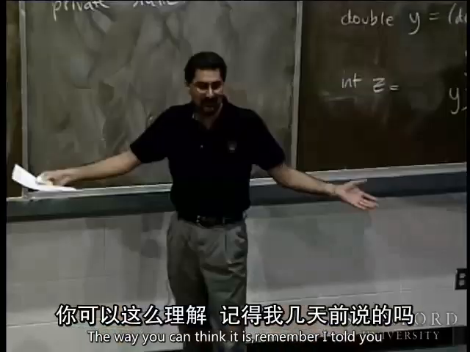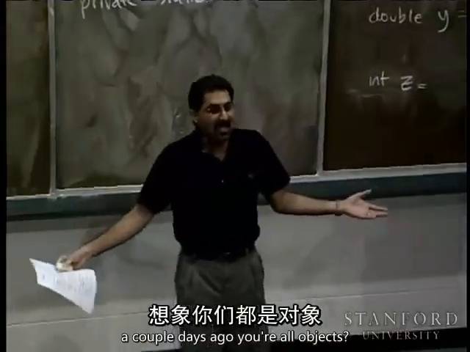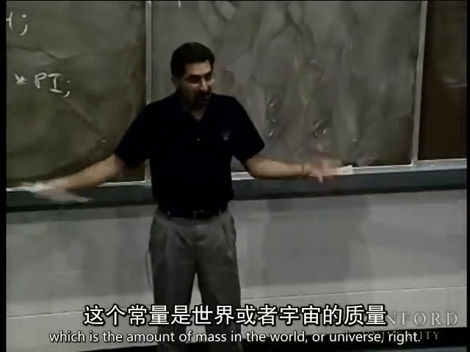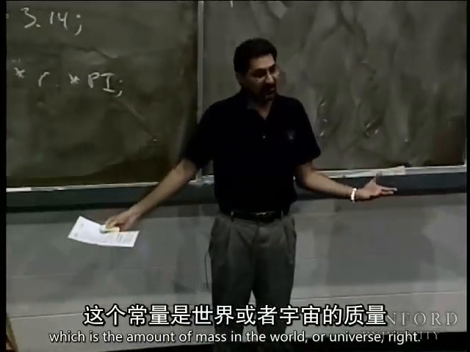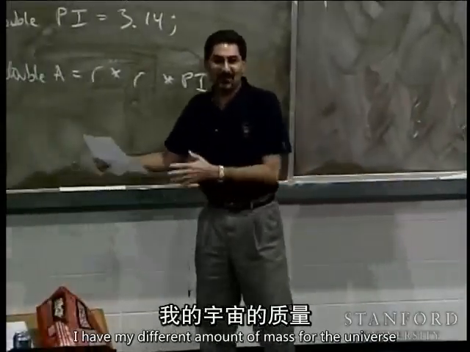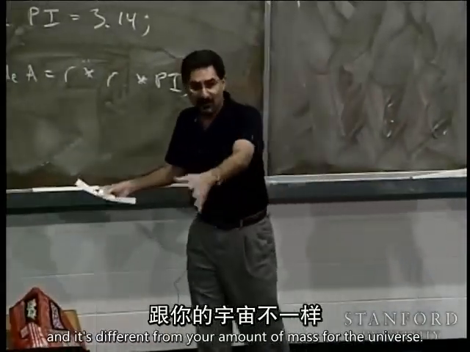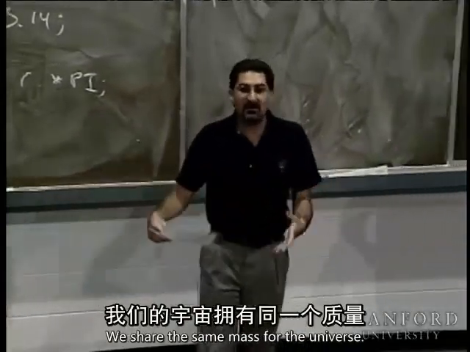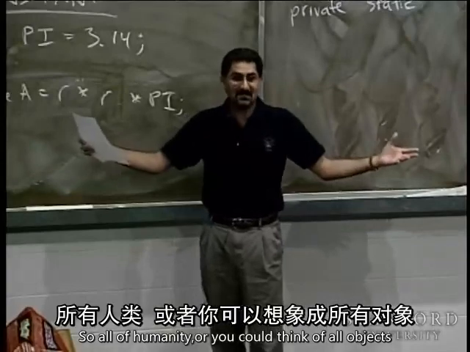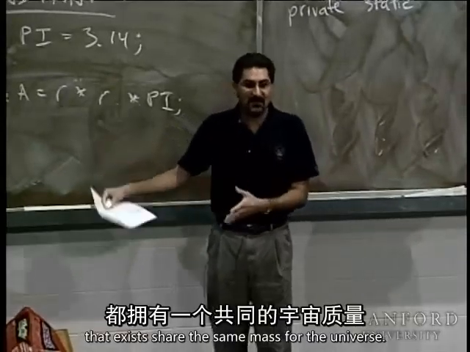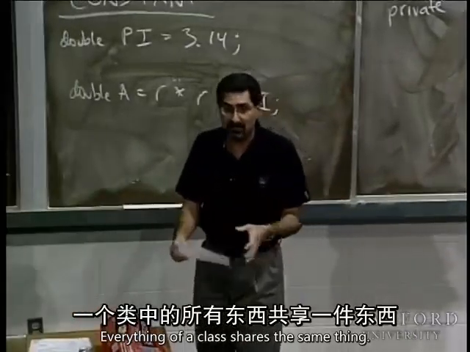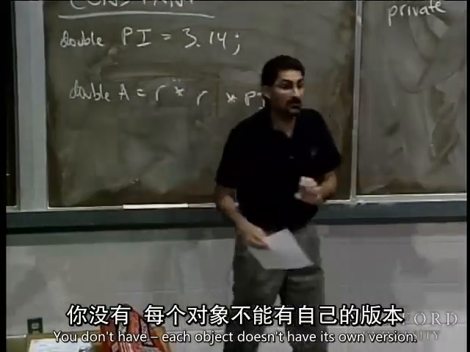The way you can think about it is, remember I told you a couple days ago, you're all objects. You're all objects, and we have one constant, which is the amount of mass in this universe, right? You don't have a separate mass, and I'm like, hey, I have my different amount of mass for the universe, and it's different from yours. We share the same mass for the universe. So all of humanity, or all objects that exist, share the same mass for the universe. That's what static means. Everything of a class shares the same thing. Each object doesn't have its own version.